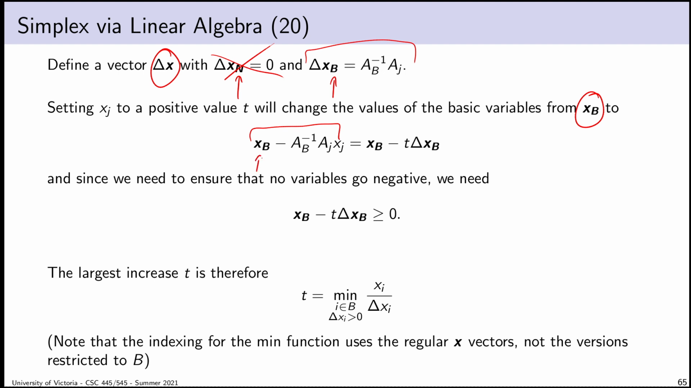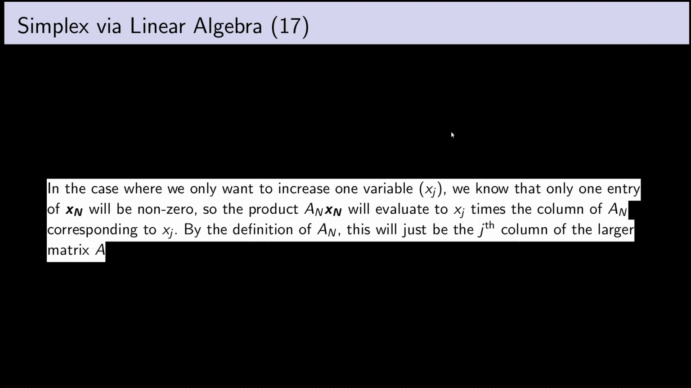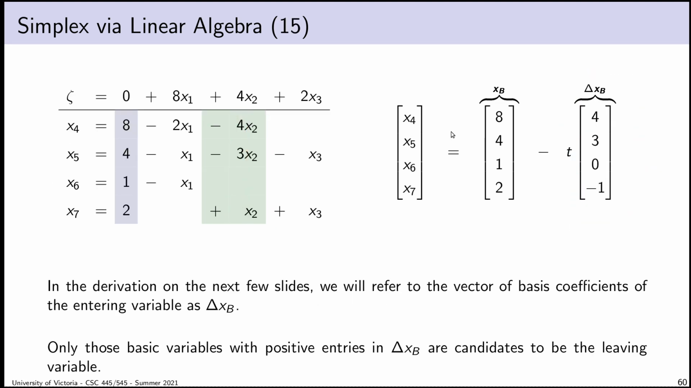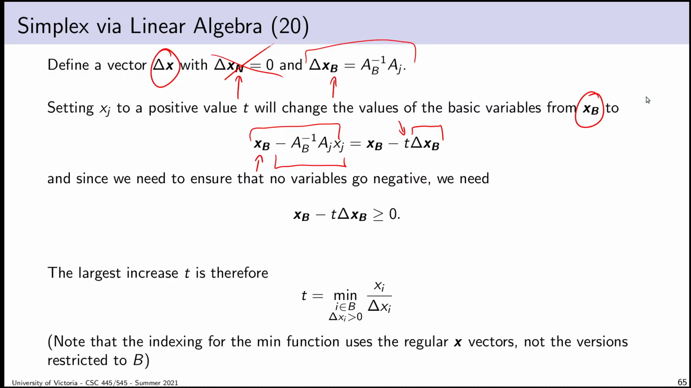In other words, the current value minus the impact of modifying xj. And if we play around with this, if we factor it out, we end up with, if I set xj to equal t, t times delta xb. In other words, we get exactly this thing that we saw in that example earlier. So if I modify, in this case, x2 to a value t, the basic variables are affected by this equation here. This is the new value of each basic variable. So that's how I got to that point.